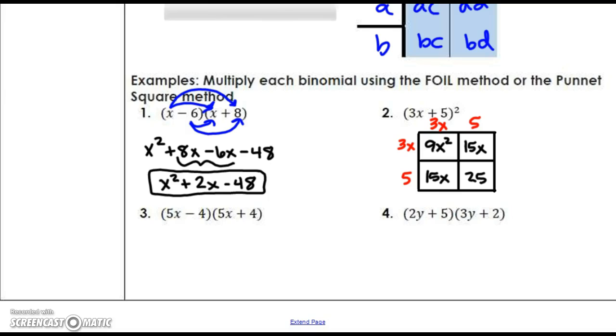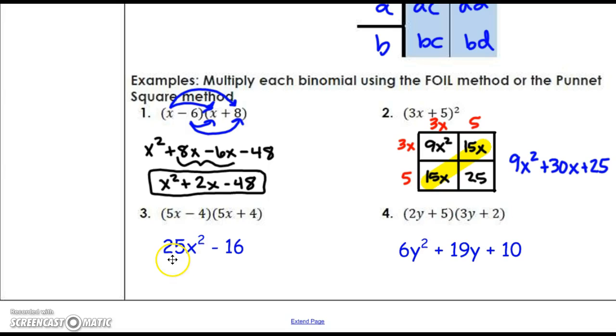So now we look for any like terms on this one, and yep, we've got 15x and 15x. Those are definitely alike. So let's start with our 9x squared. 15 and 15, that makes 30, and we keep it as just x, and then the 25. So go ahead and choose whichever method you like and try 3 and 4 and check when you're ready.